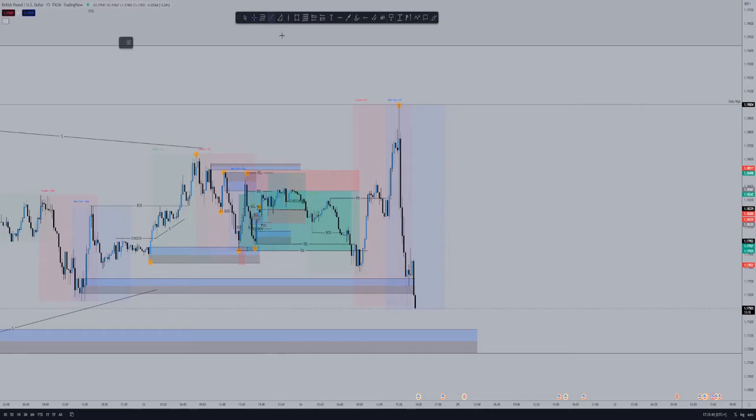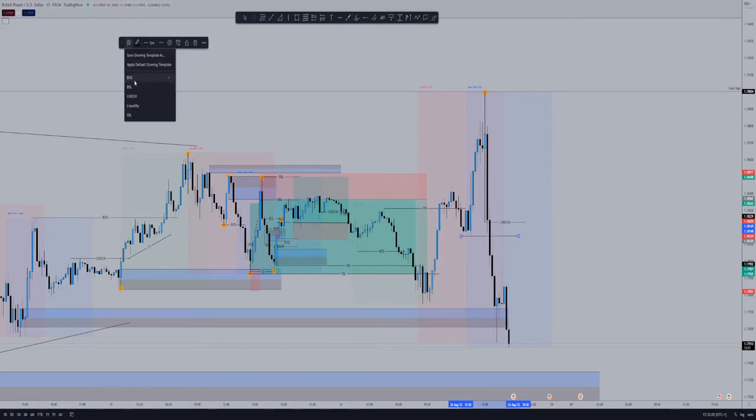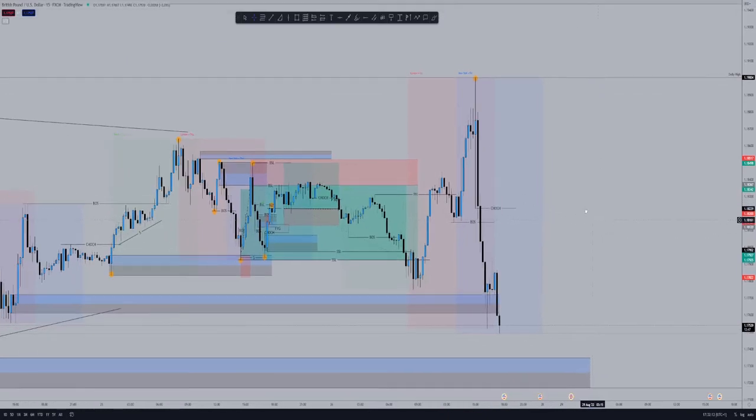But as you can see, we've had this high form, we've had a change of character here, which we could probably look at better on the lower time frame, but I don't really want to drop down any more than this because I like the 15-minute time frame for charting because it's not too slow but it respects it more.